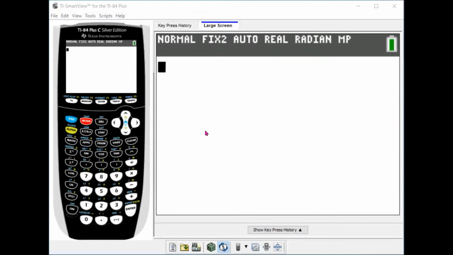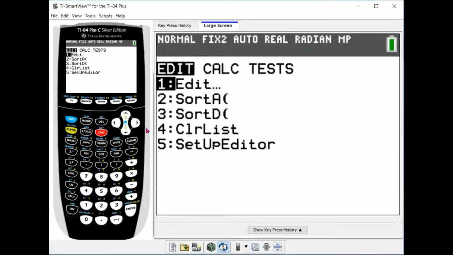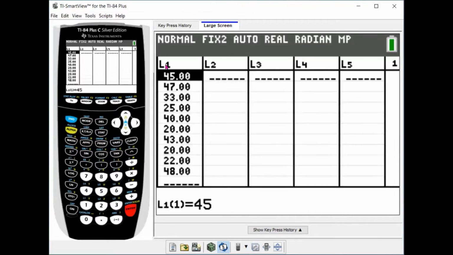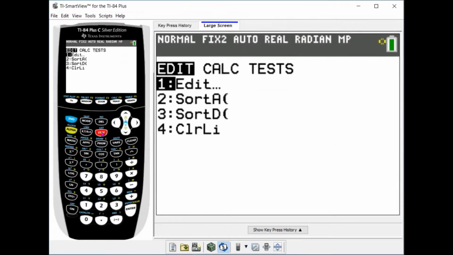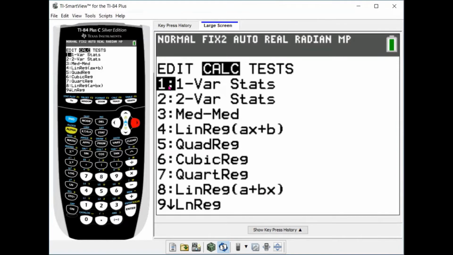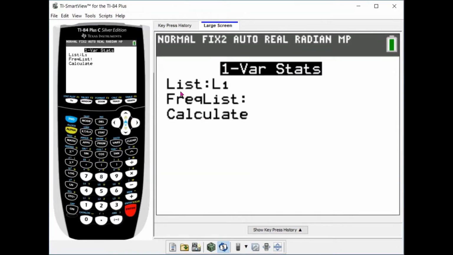Okay, here's my TI-84 calculator. We go to stat and then under edit number 1, and under list 1, we enter the data like this. Once we enter the data, we go to stat and then calculate and select one variable stat. After that, make sure your data is under L1. There is no frequency, we leave that blank and hit calculate.